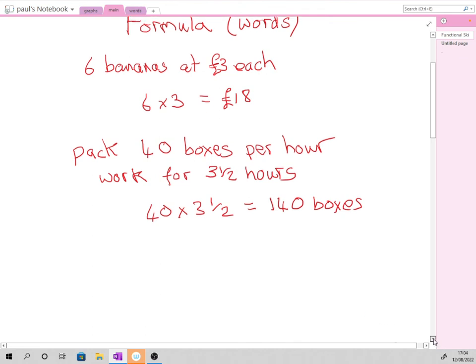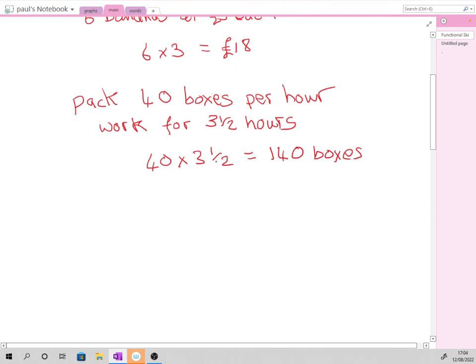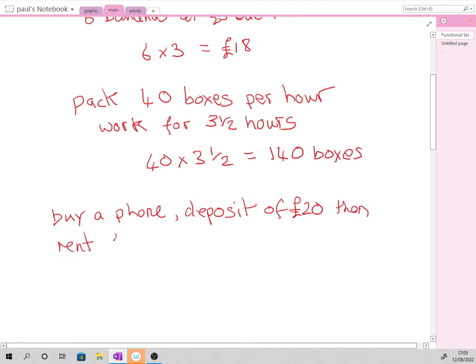Now, this can have more than one thing to do. So if you buy a phone, yeah, you need a deposit of, I don't know, £20, and then rent for 12 months. I don't know whether you rent, you buy it, don't you? I don't know. Anyway, you rent for 12 months at £15 per month.